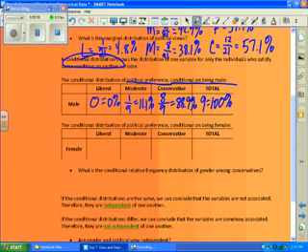Okay. So what is our conditional distribution? What is our political preference conditional on being female? So what are our liberal females?